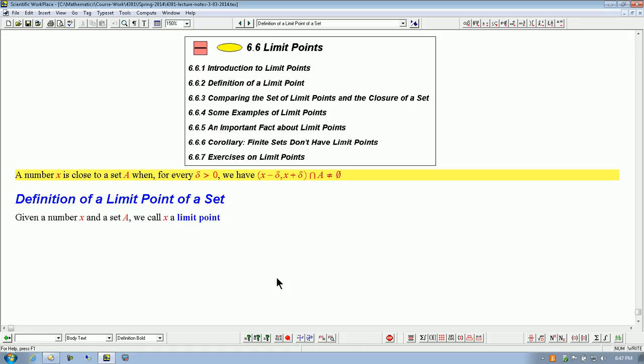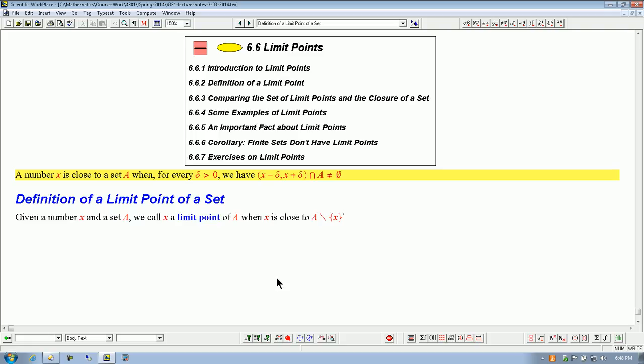So we call X a limit point of A when X is close to A slash singleton X. This looks weird.